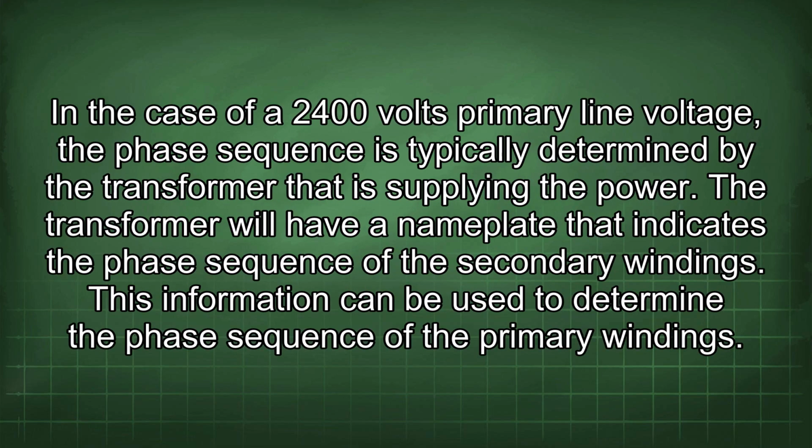In the case of a 2400 volts primary line voltage, the phase sequence is typically determined by the transformer that is supplying the power. The transformer will have a nameplate that indicates the phase sequence of the secondary windings. This information can be used to determine the phase sequence of the primary windings.